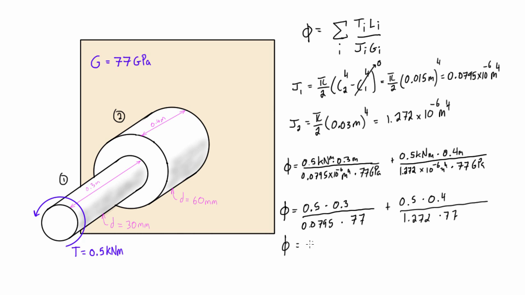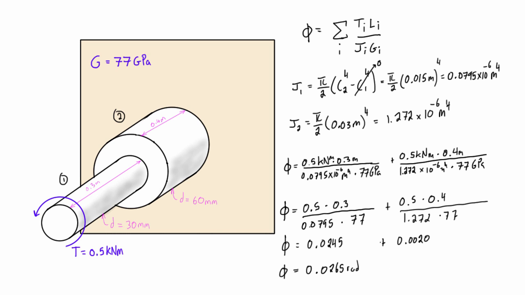If we simplify this a little bit more, we're going to find out that this first term is equal to 0.0245 radians, and this second term works out to 0.0020 radians. And if we add those up together, we're going to find out that our angle of twist is equal to 0.0265 radians. So that is the angle of twist at this free end.